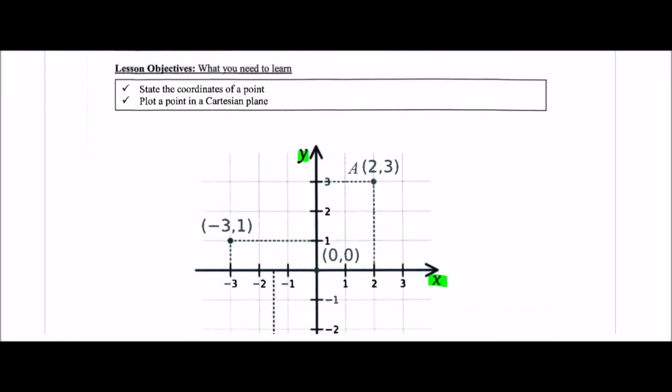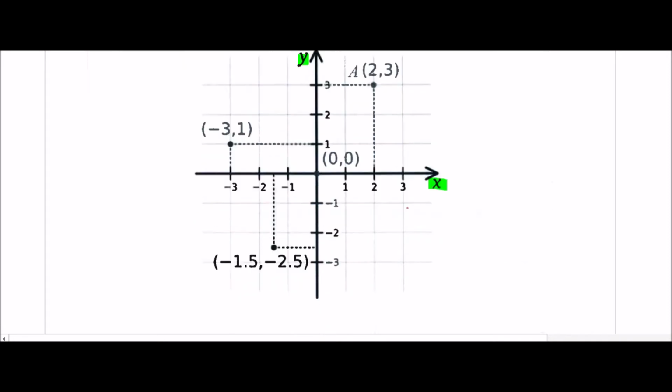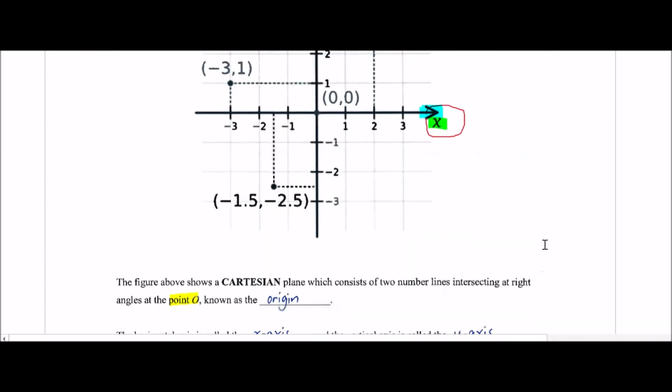Now, in this chapter and subsequently in your mathematical career, you will be told to plot all these things, to plot coordinates, to set up a Cartesian plane. All you need to remember is, number one, you need to label the x and y axes. Secondly, it is important that your number line has an arrow at the top. So don't forget. If you don't have this in any of your diagrams, marks will be deducted.